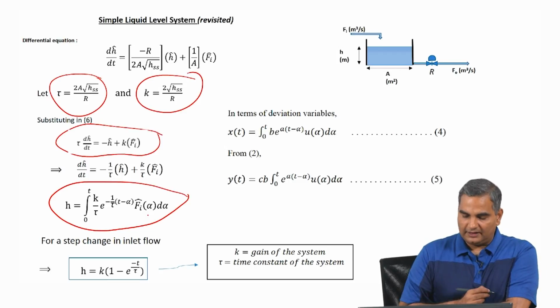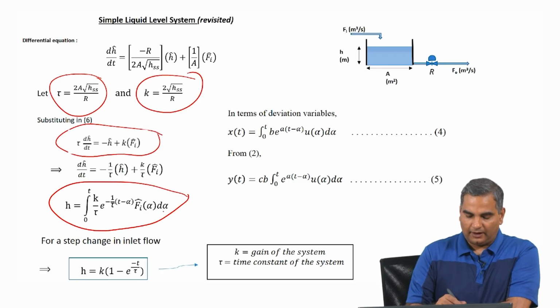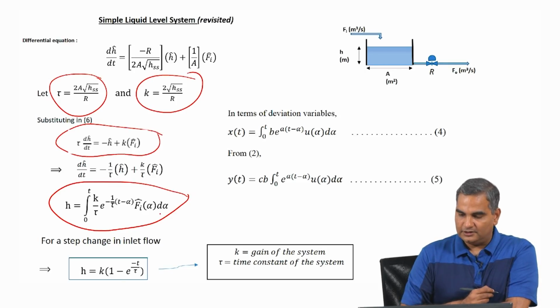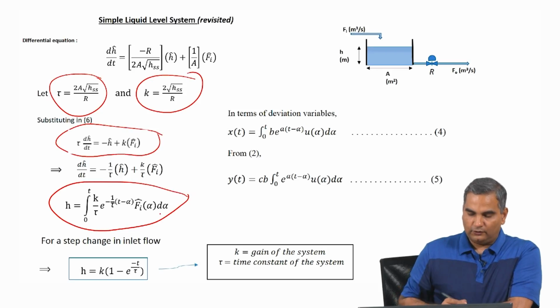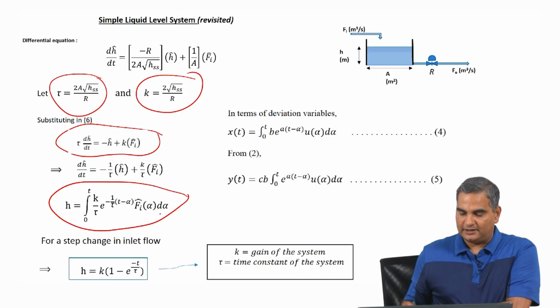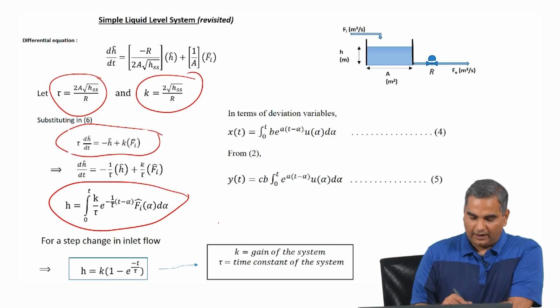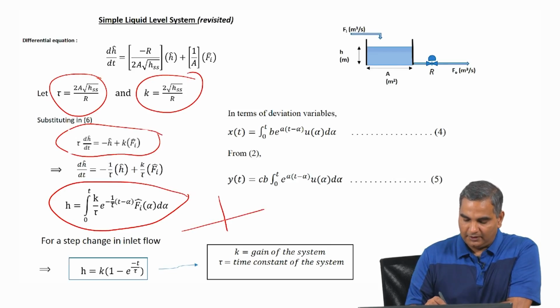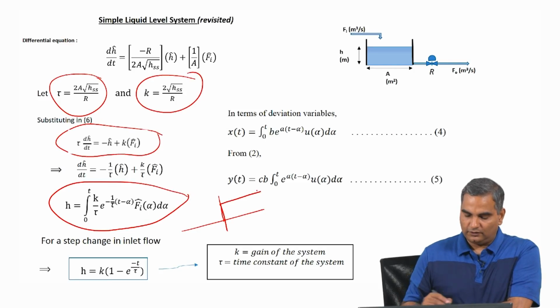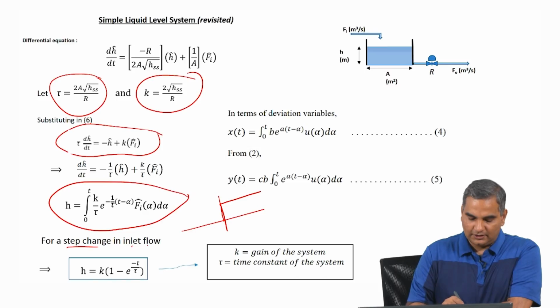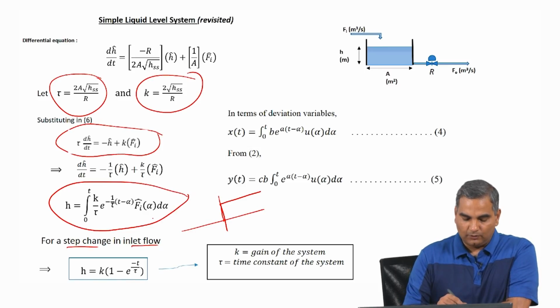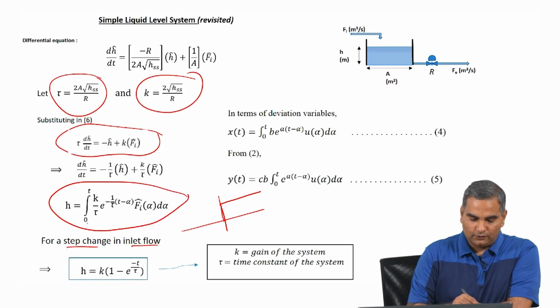Now, what we can see is the following. Supposing I wanted to predict how the height will behave as a function of changes in my inlet flow rate. So I have to say how my inlet flow rate changes. If I assume that my inlet flow rate changes in this way, at time t equal to 0, suddenly let us say it becomes 1 and stays at 1, this is what is called a step change in inlet flow. So at time equal to 0 it becomes 1, and it is always 1 after that.